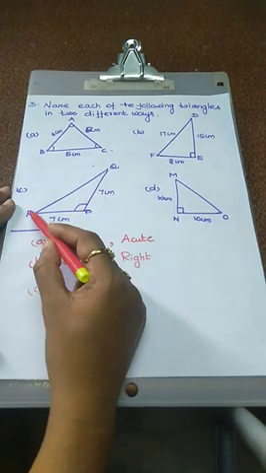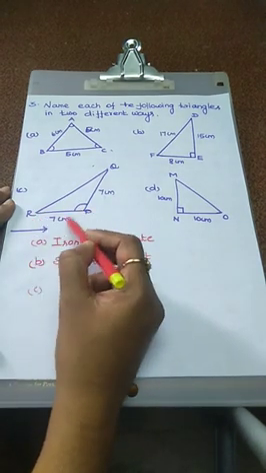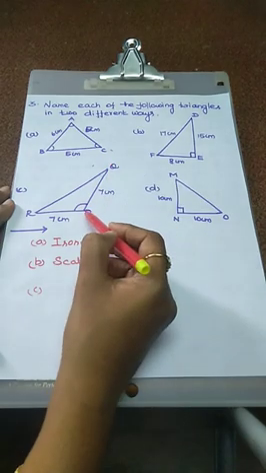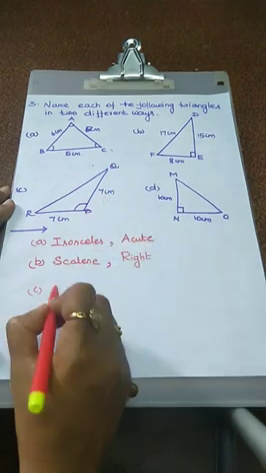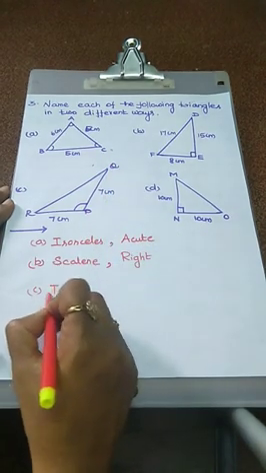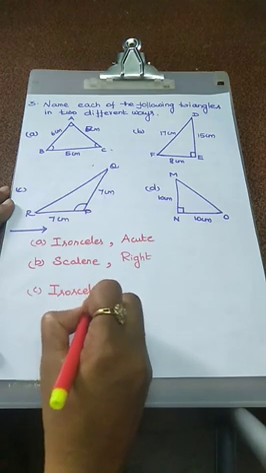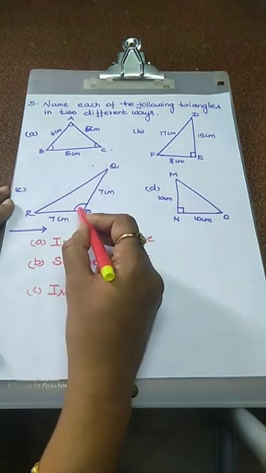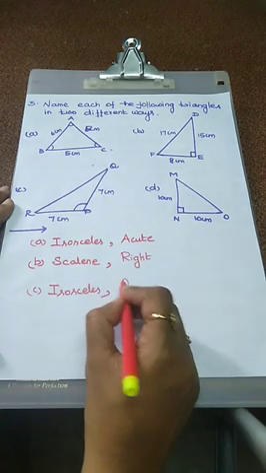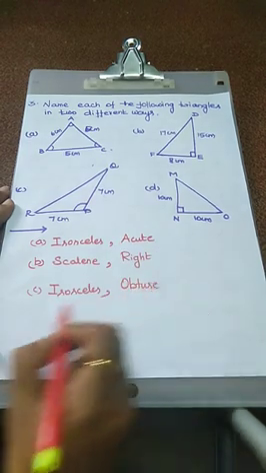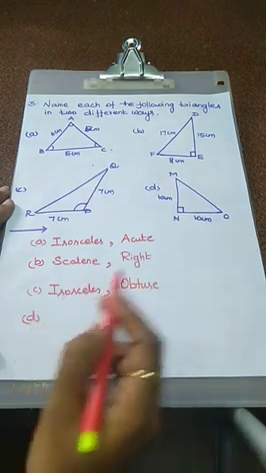Third subdivision, you just look at the values. RP value 7 cm, PQ value 7 cm. Two sides equal means we have to say that is an isosceles triangle. And you just look at the angle value. Here one of the angles is obtuse, so automatically we have to say that this is an obtuse angled triangle.